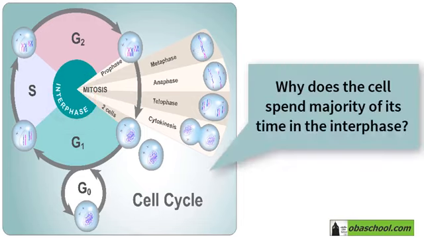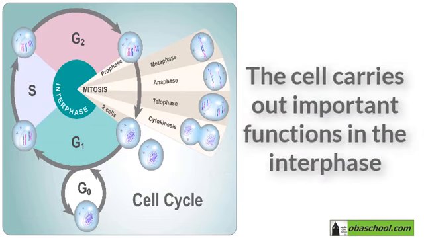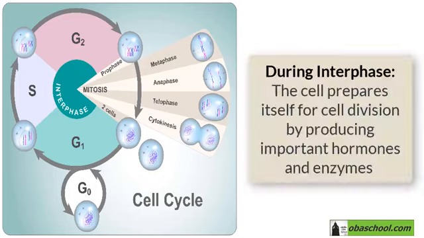Why would the cell spend the majority of its time inside the interphase? It is because the interphase is a very active phase of the cell cycle where the cell is carrying out all of its major functions, such as producing enzymes or hormones and preparing itself for cell division. So the cell spends the majority of its time inside the interphase in order to prepare for dividing.